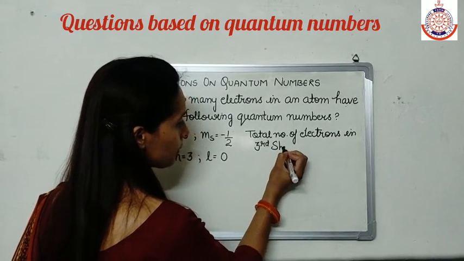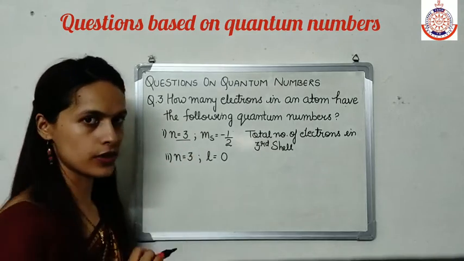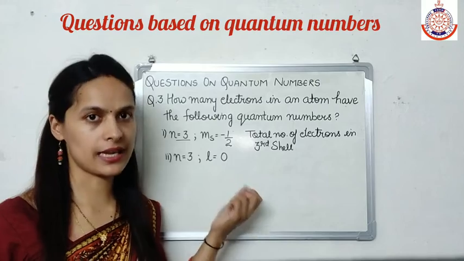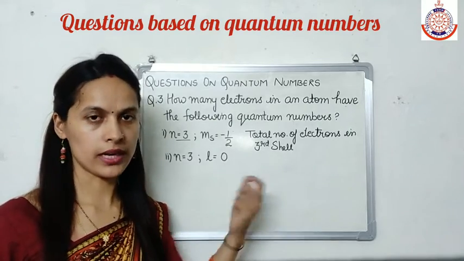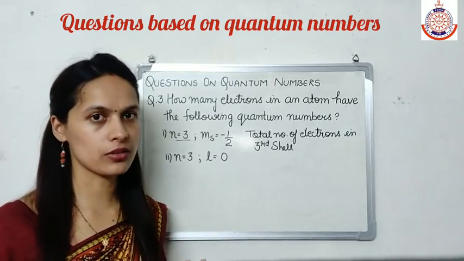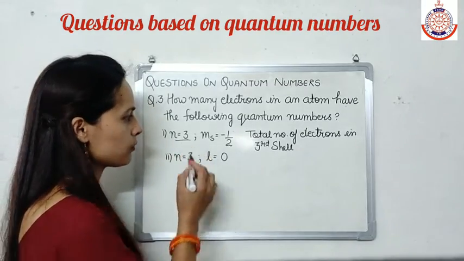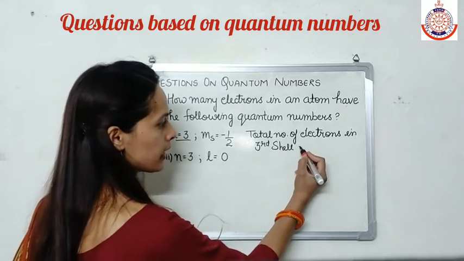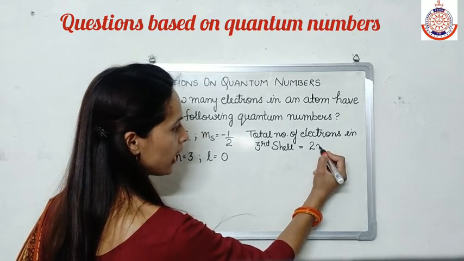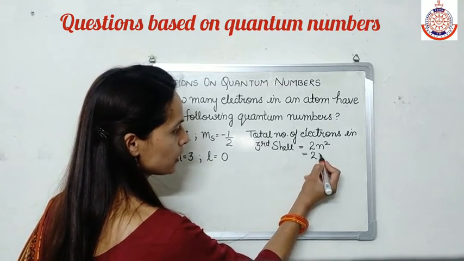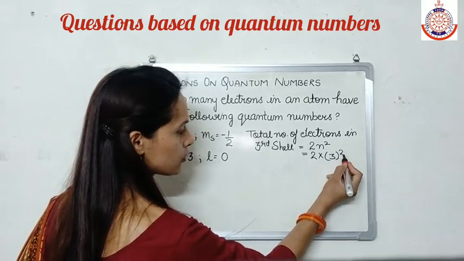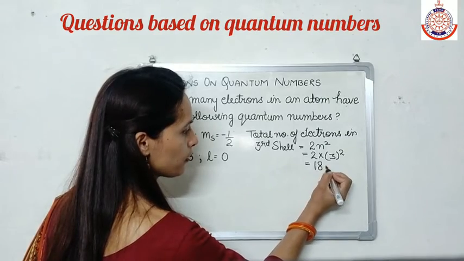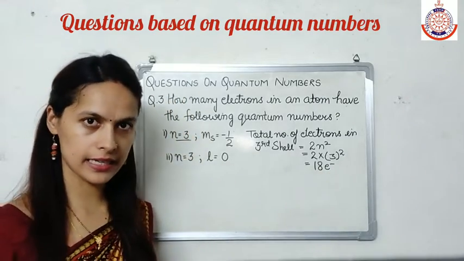Why third shell? Because here n equals 3 and the value of L is not given to us, so it may be 3s, 3p or 3d. So n equals 3 means the shell is the third one, and the total number of electrons in the third shell can be calculated by using 2n square, that is 2 into 3 square. 3 3s are 9 and 9 2s are 18. So the total number of electrons in the third shell is 18.